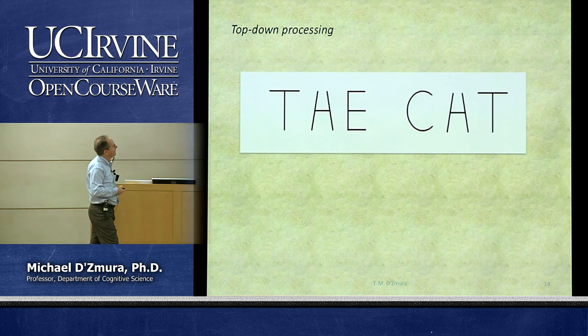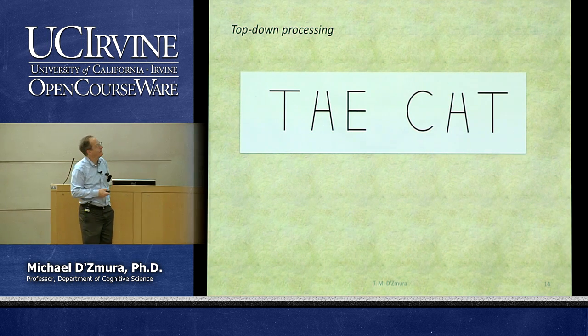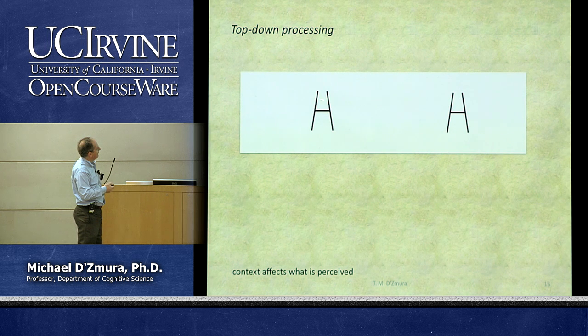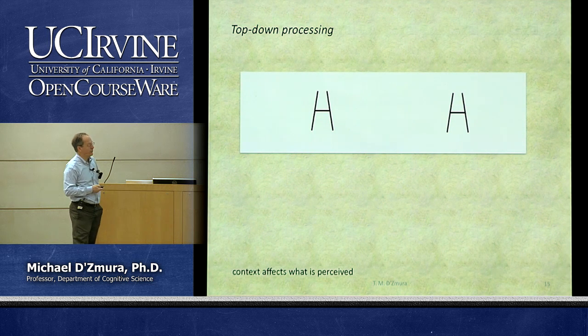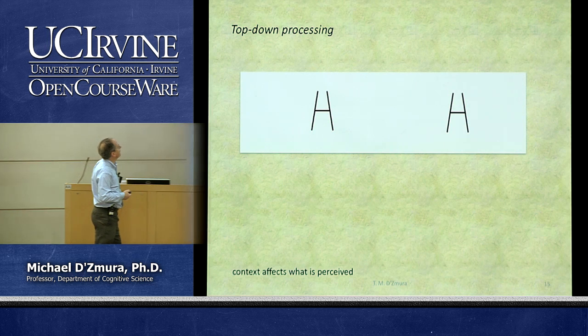Top-down processing, well, what does that say? The cat. And it's obviously the cat despite the fact that this and that are identical shapes. We see it as an H, T-H-E. We see it as an A, C-A-T. And we see it as an H or an A depending upon the context provided by the other letters.